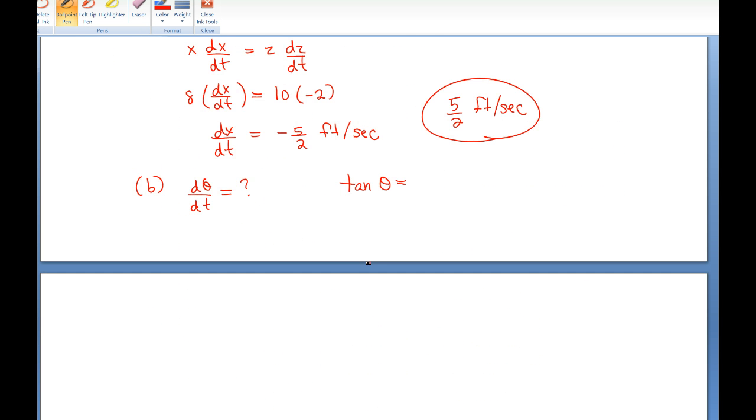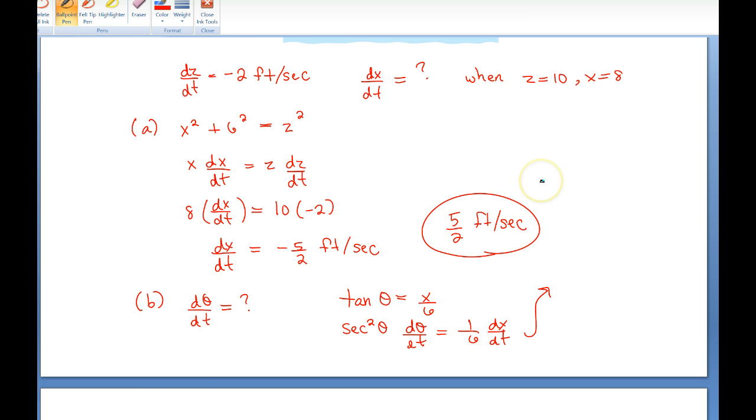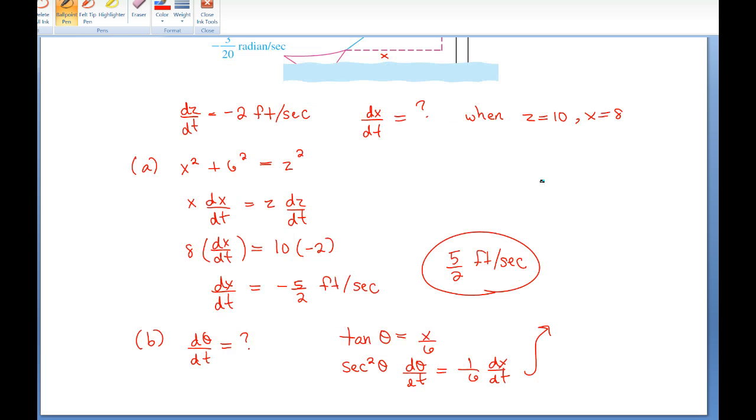So x over 6, I think we did. So secant squared of theta, d theta dt, equals 1/6 dx dt. Now, what is secant? If you look back at the picture, secant is going to be hypotenuse over adjacent, right?